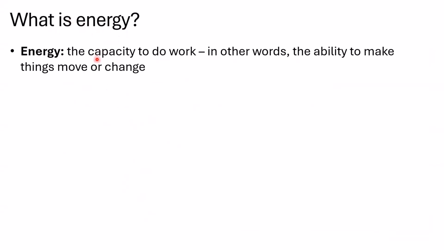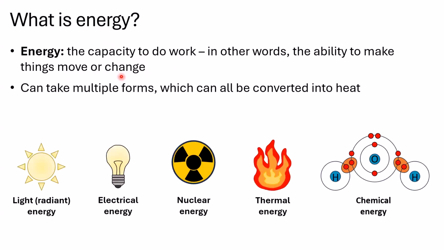First, what is energy? Energy is defined as the capacity to do work. In this case, work refers to the ability to move or change in structure. Energy can take on many forms, as seen in this non-comprehensive group of images here. Light or radiant energy is the energy that comes from the sun.